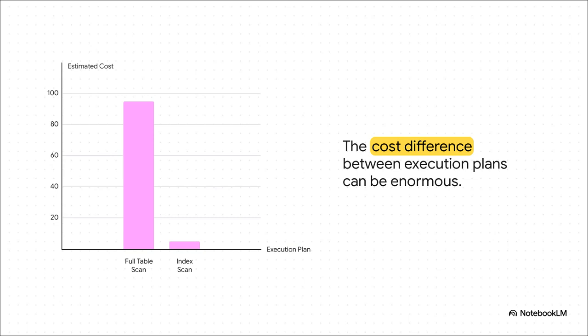And believe me, the cost difference between these routes can be just massive. You've got the full table scan. That's the slow, scenic route, where it literally looks at every single piece of data. Its cost? Through the roof. But then you have an index scan. That's the superhighway. It goes straight to the data it needs, and boom, the cost is tiny in comparison.